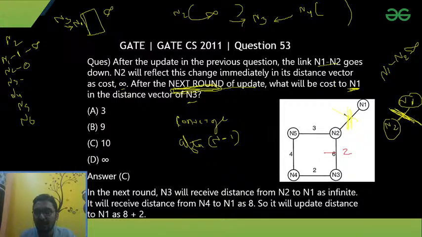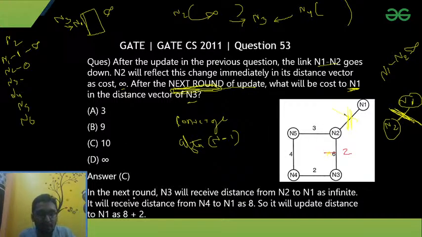N4 will tell what the best path to reach N1 was. So N1 was able to reach N4 in 4, 5, 6, 7, and 8 steps. This is 8, and then 6, 7, 8, 9 steps. So 9 steps are required from N4 to reach N3. So I don't think we have to consider this change here.